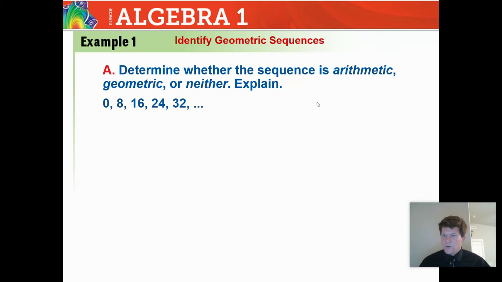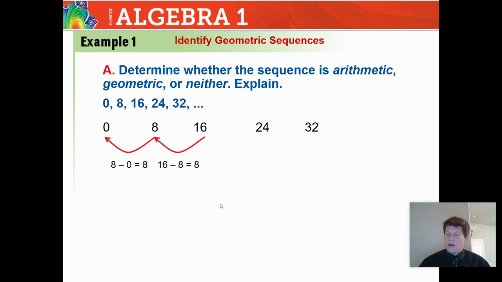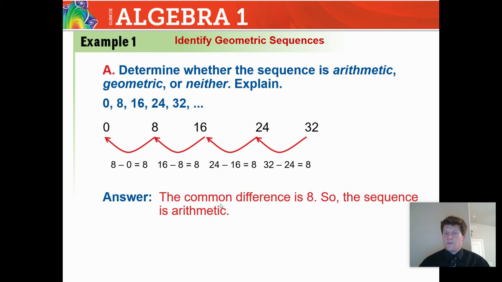The first thing to check for is whether it's arithmetic or not, because that's just easier to check. Am I adding or subtracting the same number, number after number? If I go through this list of numbers, I see from 0 to 8, by subtracting, it gets me 8. 16 to 8, subtracting, another 8. 24 to 16, 32 to 24, they're all 8s. So this list of numbers, this sequence, follows a pattern, follows a common difference of 8, which makes it arithmetic. Adding the same, subtracting the same, arithmetic.